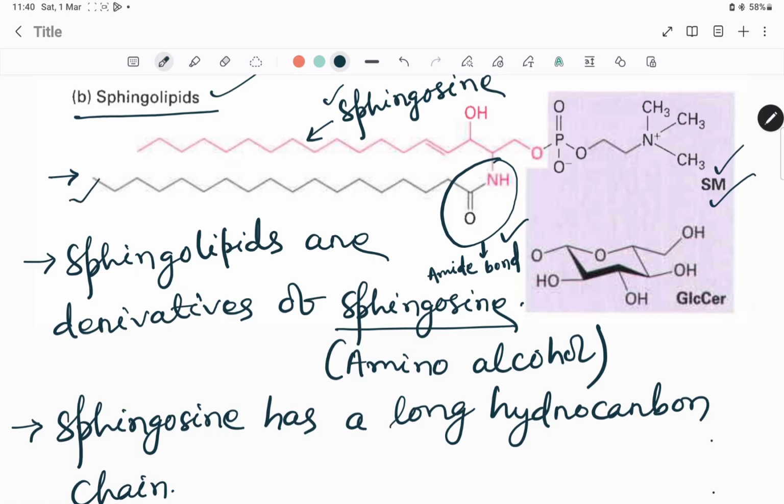The SM, or sphingomyelin, contains a head group. This black colored group is called the head group of SM. This head group in SM is called the phosphocholine head group. Sphingomyelins, or SMs, are phospholipids.